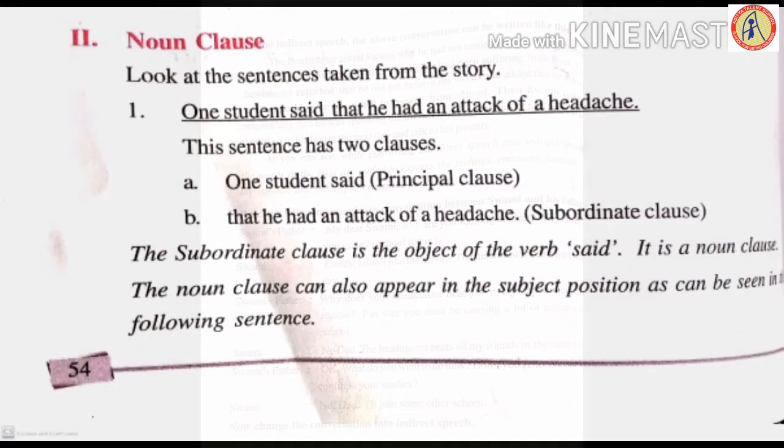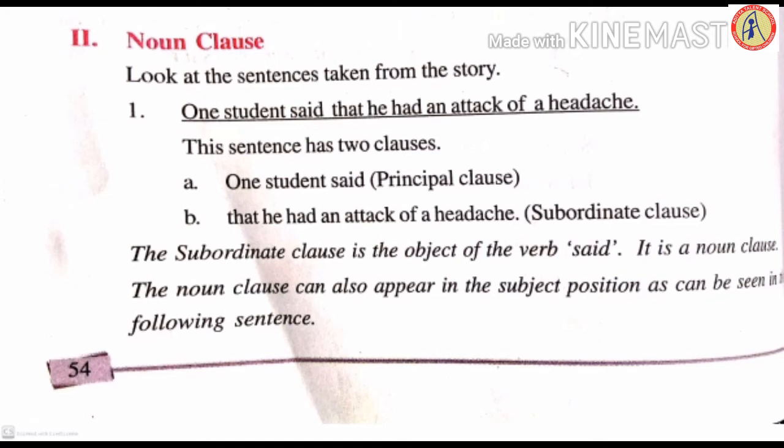Next, going with the noun clause. You have studied in the 8th class about the clauses, noun clause, adverbial clauses. Now, here is a noun clause. One student said that he had an attack of a headache. So, this sentence has two clauses. One is the principal clause, the other the subordinate clause. Everywhere it is common. So, one student said is a principal clause. What is the subordinate? That he had an attack of a headache. Means the subordinate clause is the object of the verb said. It is a noun clause.